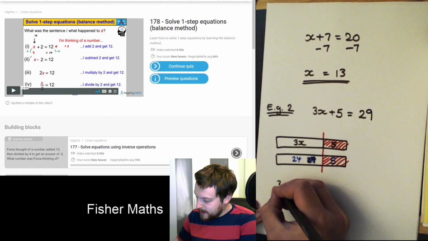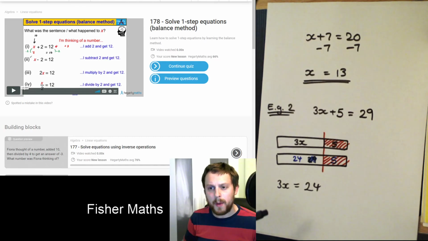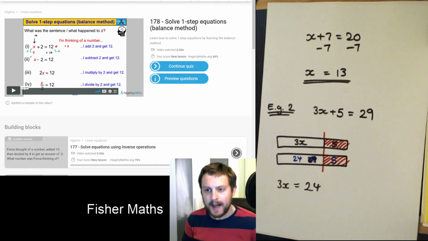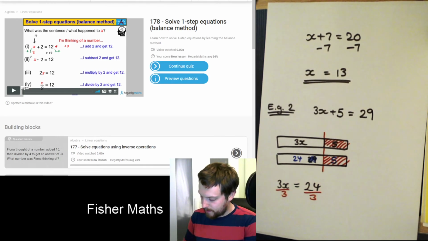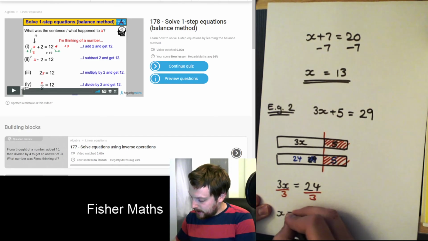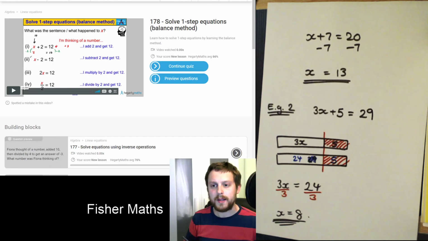So let me write that down as a little equation. 3x equals 24. But aha, we've just seen how to answer questions like this. Now, I'm just going to divide by 3. So this is x equals 8. X equals 8.